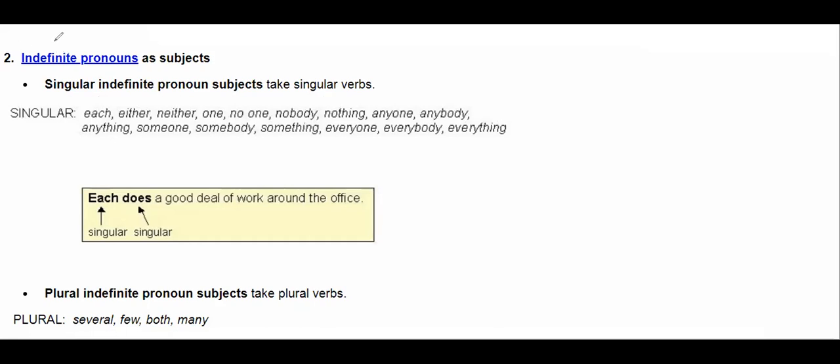Why do we call them indefinite? Because we have no clue how many or who they were. We do not know the exact amount, so we call it indefinite, but it is in the singular one form. Each, either, out of two, one, neither, none. They do refer to one person at a time, but we do not know who that person is, so it is called indefinite. Each does a good deal of work around the office. Each is a singular indefinite. Does is the singular form of the verb.